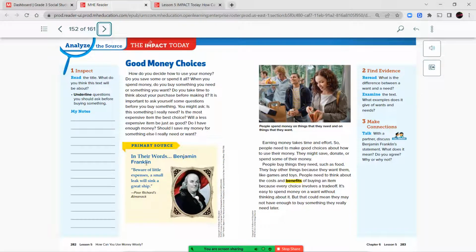Primary source, in their words, Benjamin Franklin. Beware of little expenses. A small leak will sink a great ship.